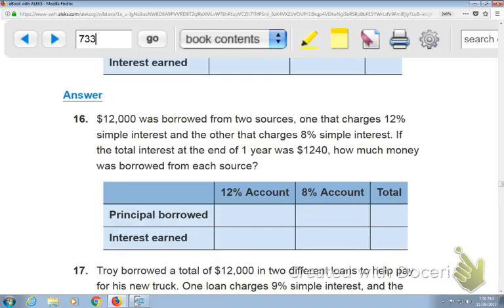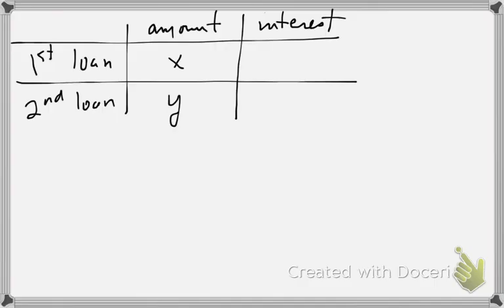So if we borrowed X amount on the first loan, and it charges 12%, how much of that X are we going to have to pay in interest? Yeah, 12% of that X, right? So that winds up being 0.12 times X. If I borrow $100, I'm going to pay back $12 in interest, plus the $100 in principal. Do you guys see how that worked?